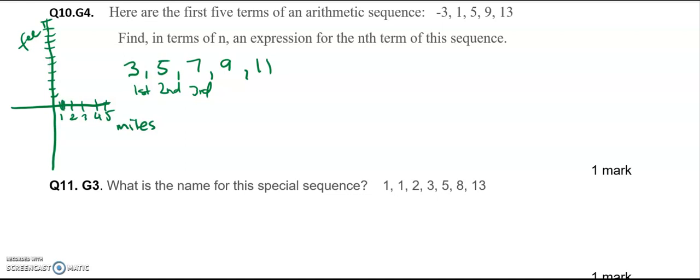So there is the number of miles. There is 1, so I'm going to go 1, 2, 3. So for 1 mile, £3. For 2 miles, £5. So 2, that's going to be here. For 3 miles, £7. For 4 miles, it's going to be 9. For 5 miles, it's going to be 11.